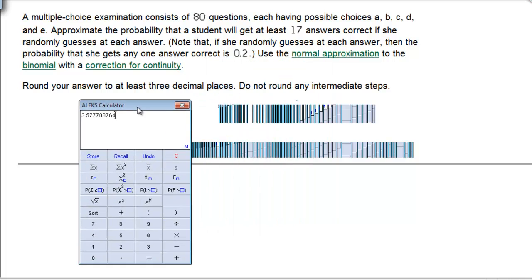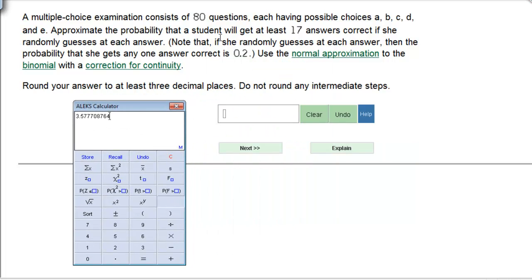Now, the next piece is I need to do the correction for continuity. I need to convert this. We want to find the probability that a student will get at least 17. Well, at least 17 is 17 or more. So we want greater than or equal to 17. Whatever the z-score is for 17, but it's not 17. It's actually, where does 17 begin? At 16.5. Where does it end? At 17.5.